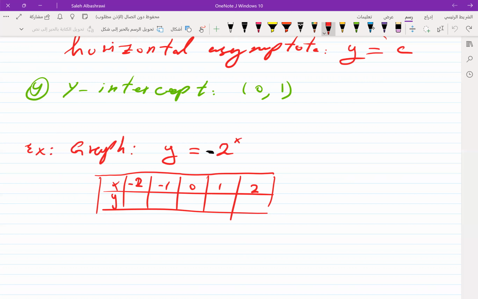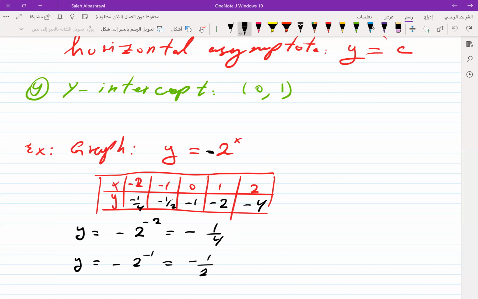Now, if x equal to minus 2, then we will have y equal minus 2 to power minus 2. That will be minus 1 over 4. If x equal to minus 1, second point, it is minus 2 to power minus 1, will give me minus 1/2. If it is 0, it will be minus 1. If it is 1, it will be minus 2, and if it is 2, it will be minus 4.